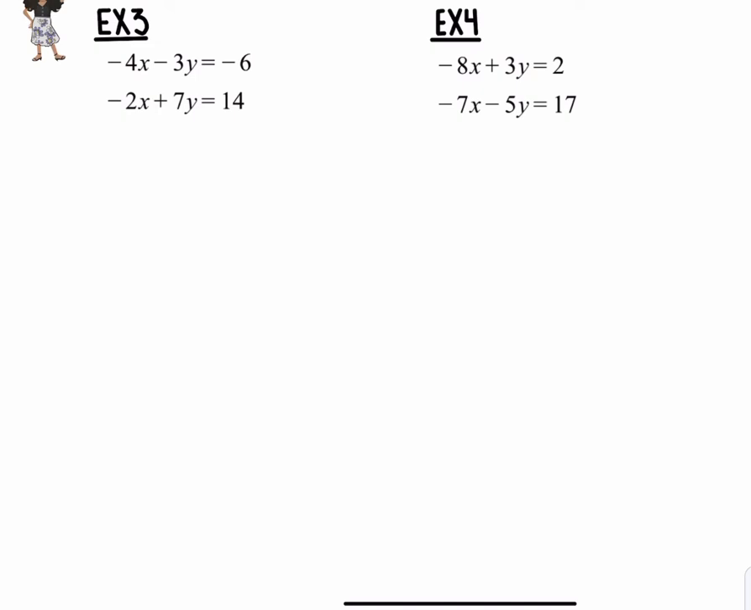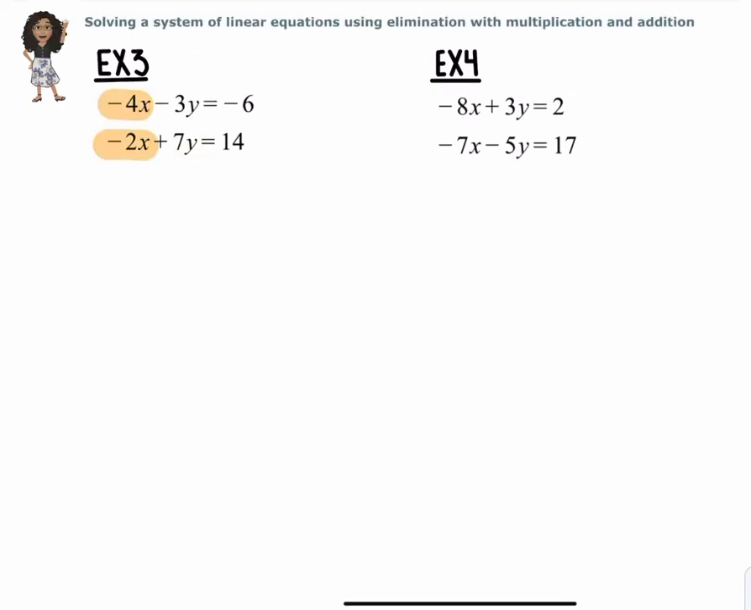So let's start with example number 3. To use elimination, we want opposite terms. Notice that the x's are not opposites. -4x and directly below it -2x are not opposite. Let's look at the y's. -3y and +7y. Those are also not opposites.